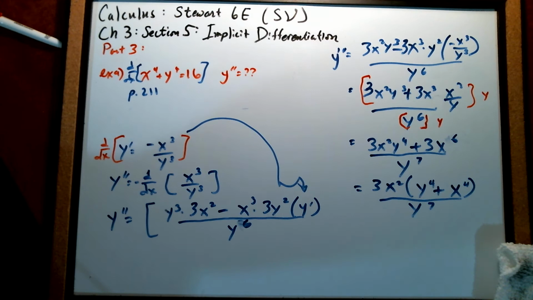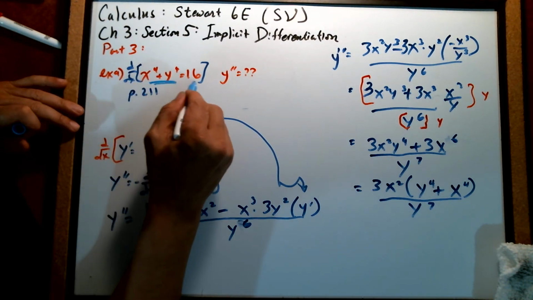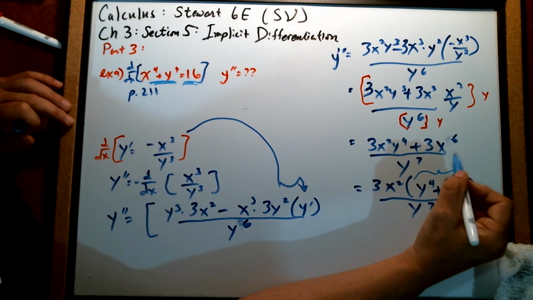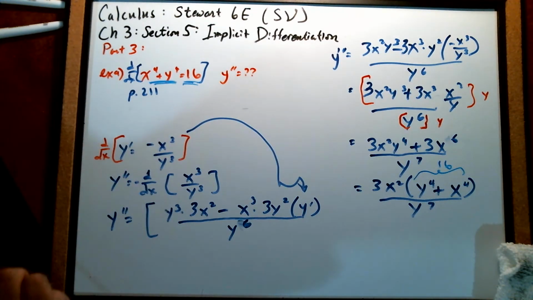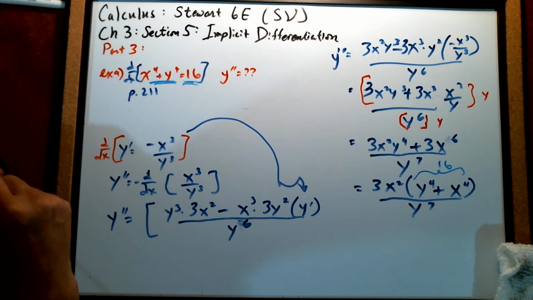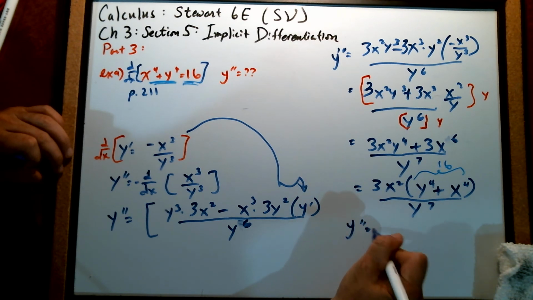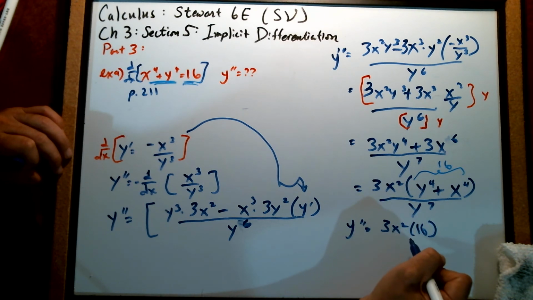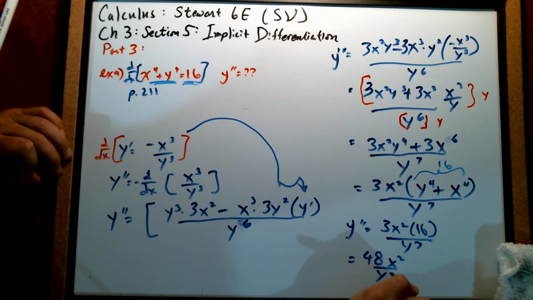But here's a little trick that you have to remember. x to the 4th plus y to the 4th was 16 at the very beginning, right? So x to the 4th plus y to the 4th is equal to 16. That's the little tricky part. Notice a lot of algebraic manipulations right over there. You end up with the final answer as y double prime is equal to 3x squared times 16. 16 times 3 is 48, so 48x squared over y to the 7th.